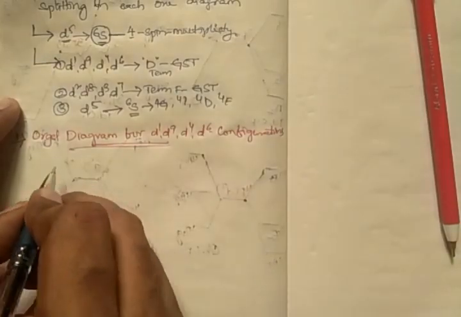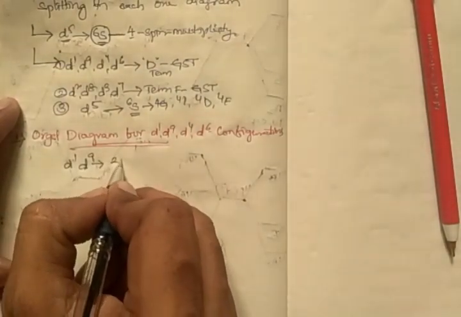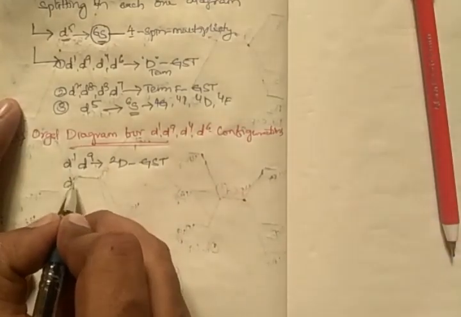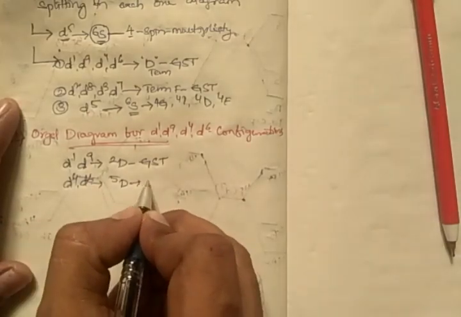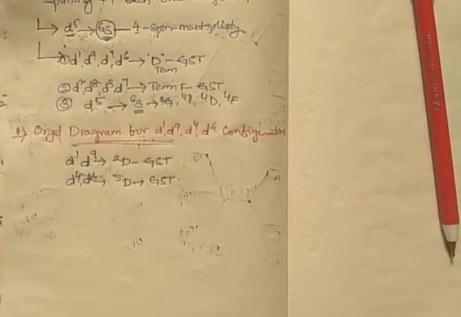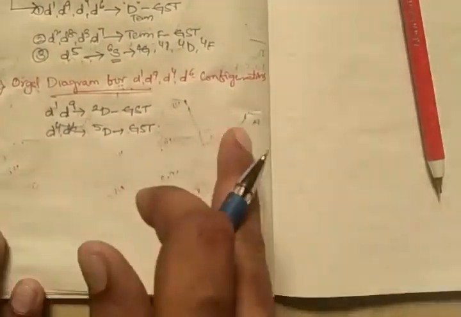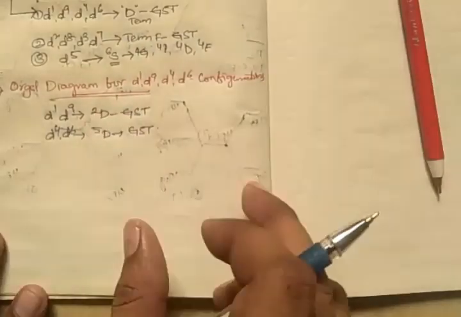So we know that D1 and D9 have 2D as the ground state term, and D4 and D6 have 5D as the ground state term. So these four electronic configurations having a D ground state term, he chose in one group.